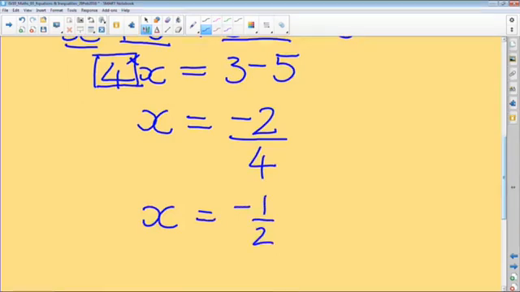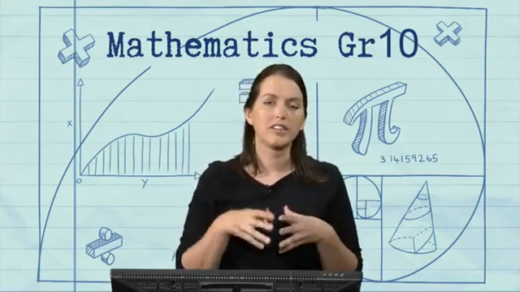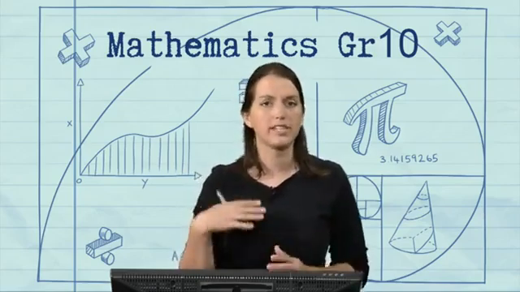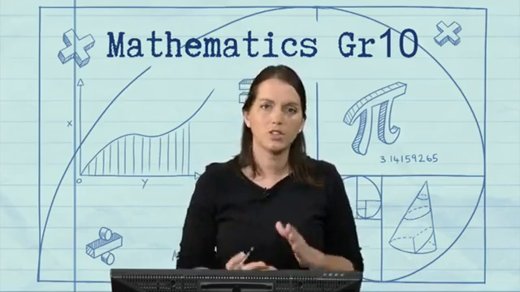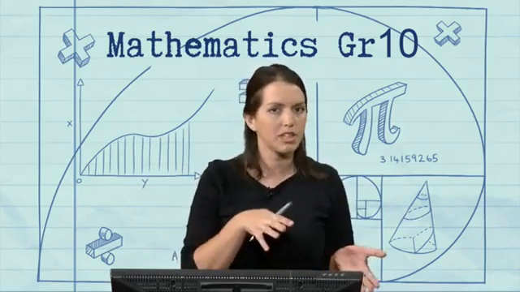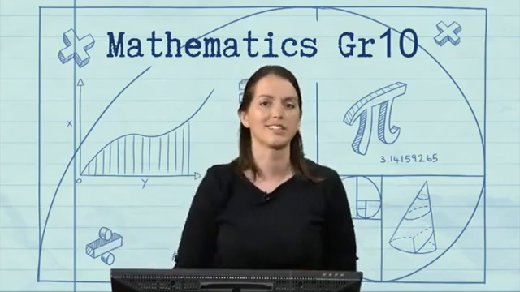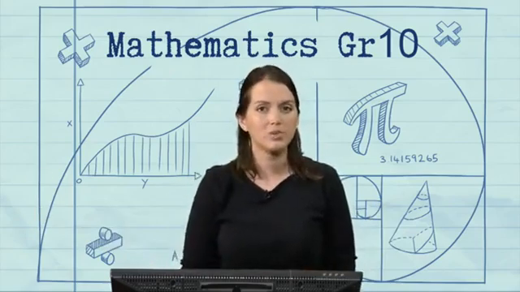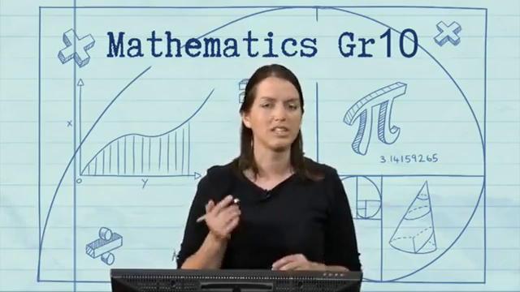Okay, once again, remember that we have just found the value for x that makes the equation true. That's the whole point of solving an equation, is to find out what x should be so that everything else makes sense. Okay, the next question we're going to do is a simultaneous equation.